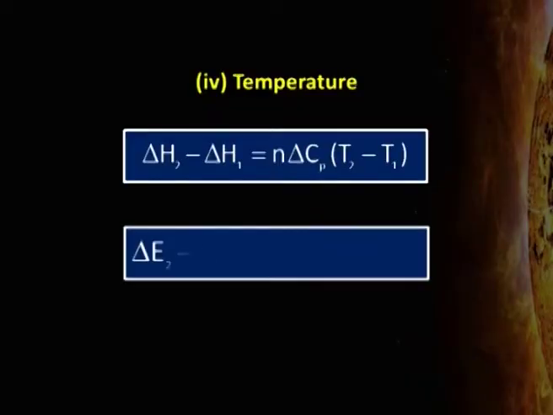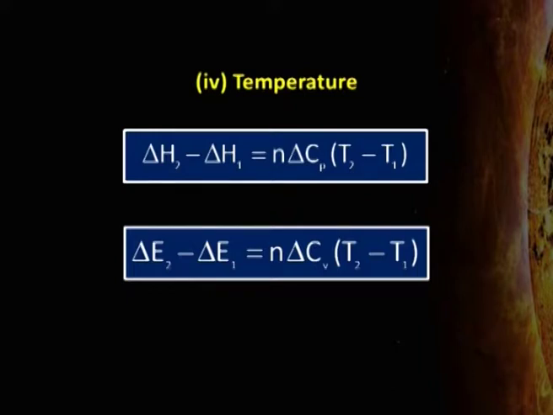There is another equation, delta E2 minus delta E1 equals delta Cv multiplied by T2 minus T1. Here, if T1 is the lower temperature and T2 is the higher temperature, then delta E1 is the heat of reaction at constant volume at the lower temperature and delta E2 is the heat of reaction at constant volume at the higher temperature. N is the number of moles and delta Cv is the change in heat capacity at constant volume between the limits of these two temperatures T1 and T2.